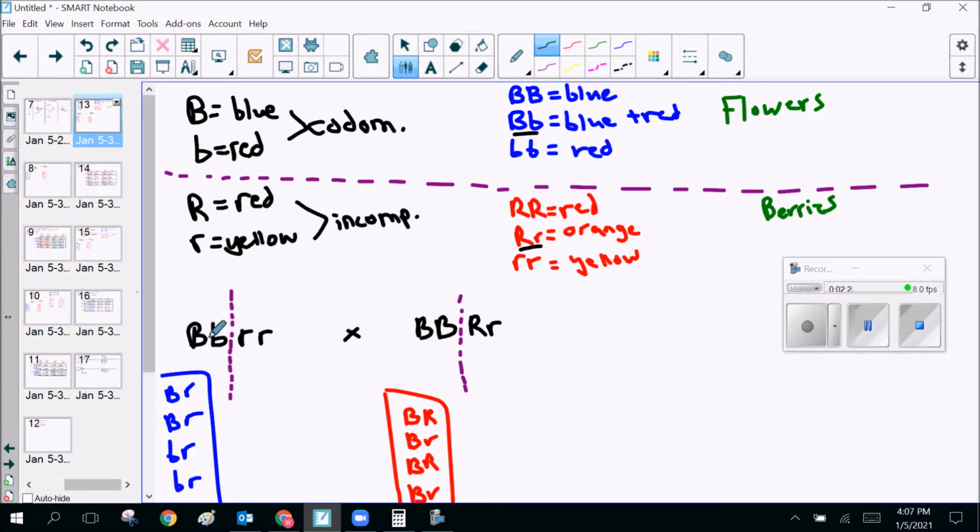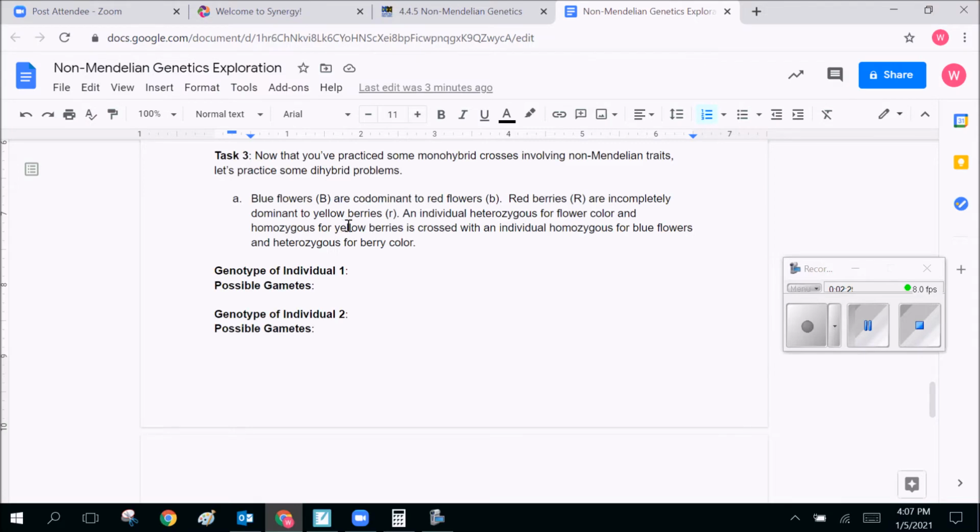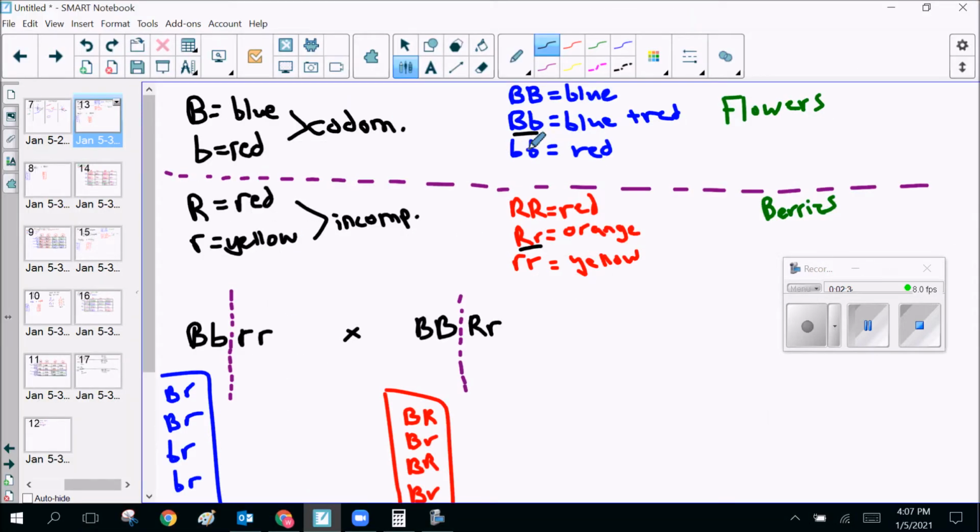Okay, so the first individual, capital B, lowercase b for their flower color, and then we are told that they are homozygous for yellow berries. If you're homozygous for yellow berries, that means you have two of the same case of letter and you need yellow. So we're going down here to the yellow berries, and little r is going to be the only way we can get yellow berries. So capital B, lowercase b, little r, this is for individual number 1.